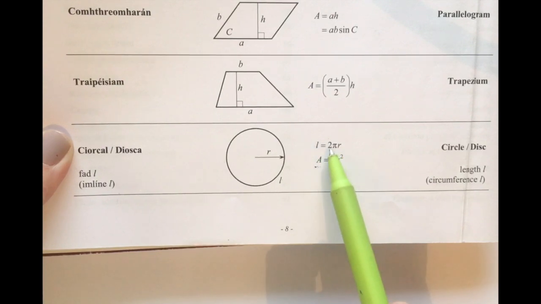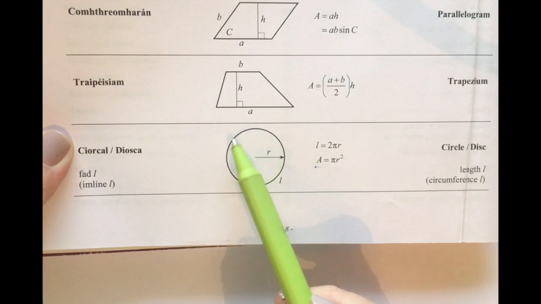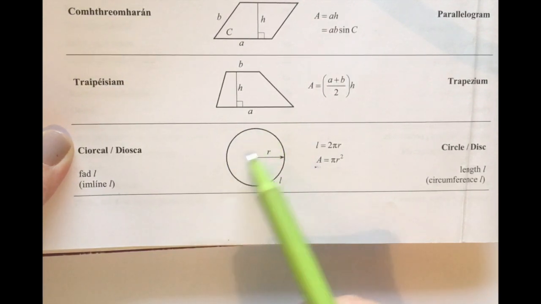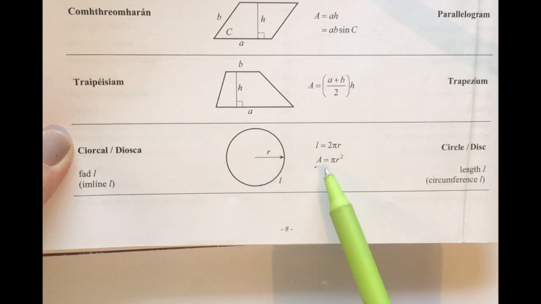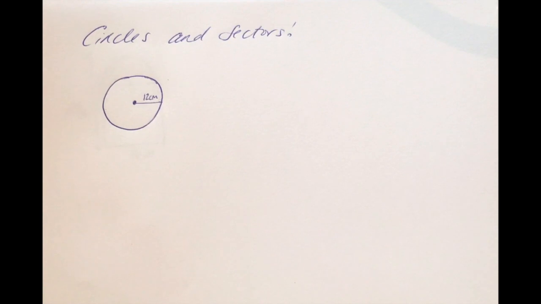So the circumference is 2 pi r, which is the perimeter, if you like, the length of the outline of the circle, and A, which is the area, in other words, how much space that circle takes up, is equal to pi r squared.